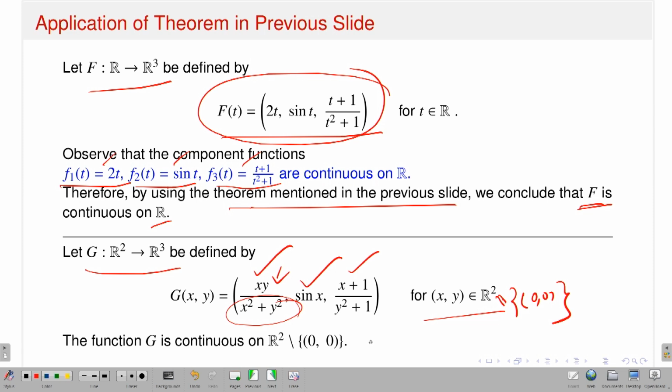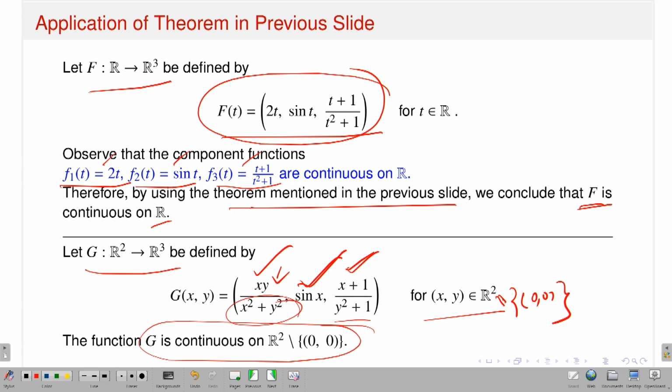Okay. And this function is a continuous function. The second component function, the sine function, is a continuous function. The third component function is also a quotient of two polynomials, (x + 1) divided by (y square + 1), and the denominator is never vanishing. So, therefore, this is also a continuous function.